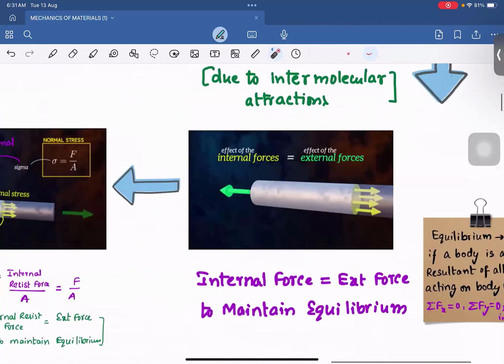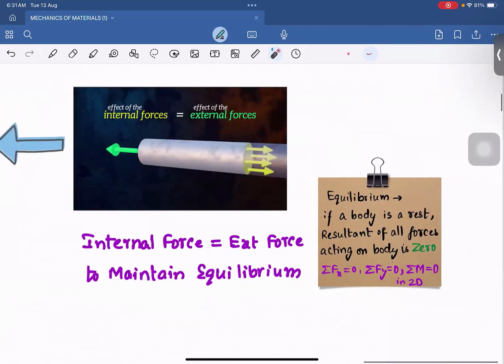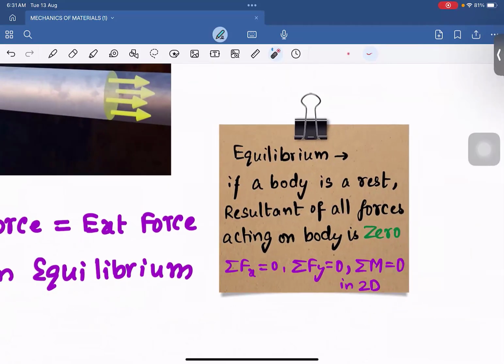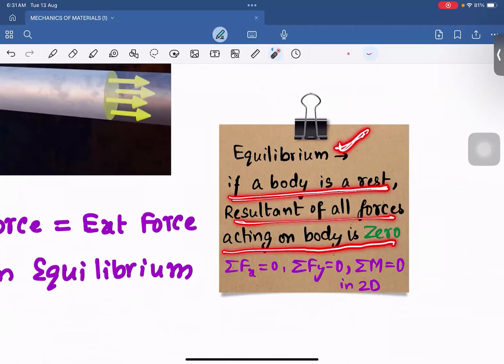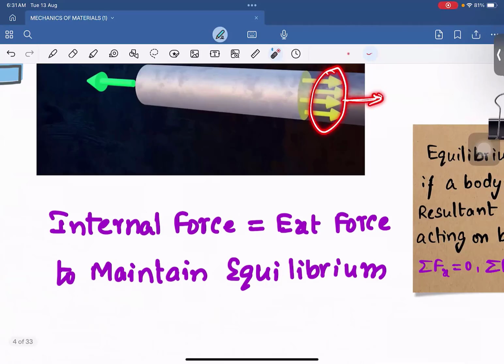And further, if you zoom in and check what's going on internally, these internal resisting forces will be equal to the external force P. Why it should be equal is, again, some law of nature. Nature always follows some laws. It's like the equilibrium law. If a body is at rest, the resultant of all the forces acting on the body should be zero. To satisfy this law, these internal forces develop. Suppose it is P, it is P1, P2, P3.